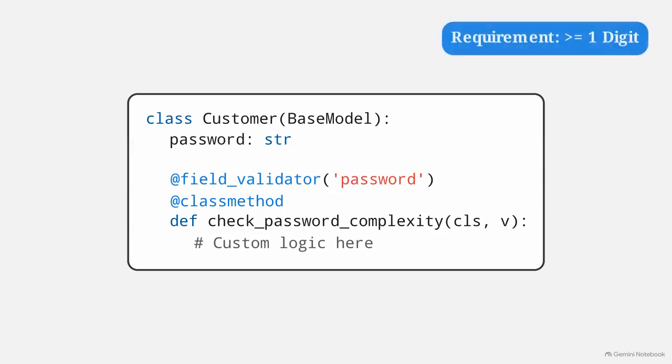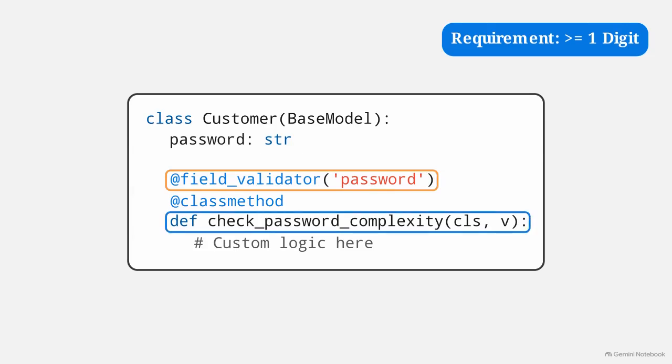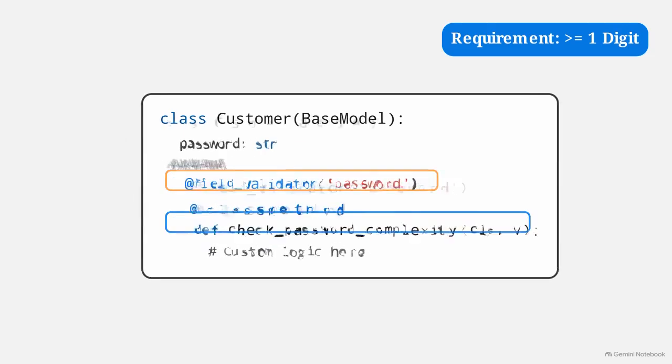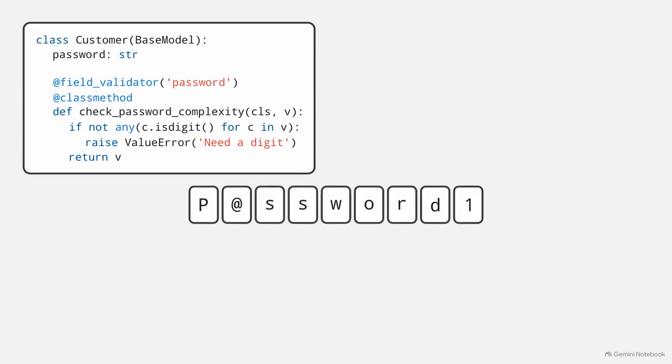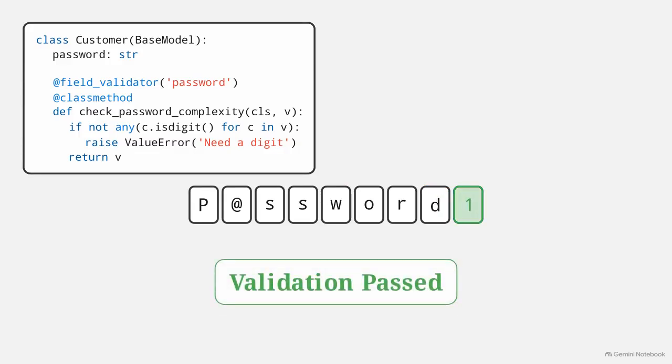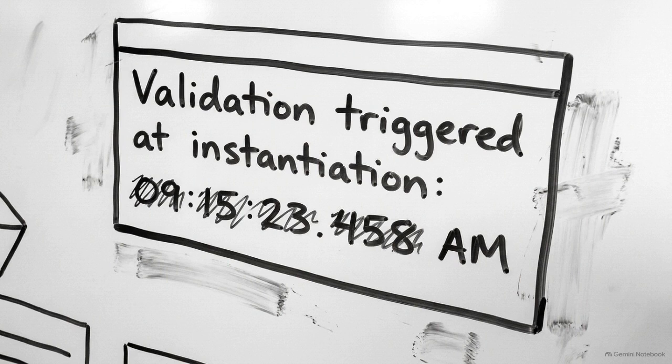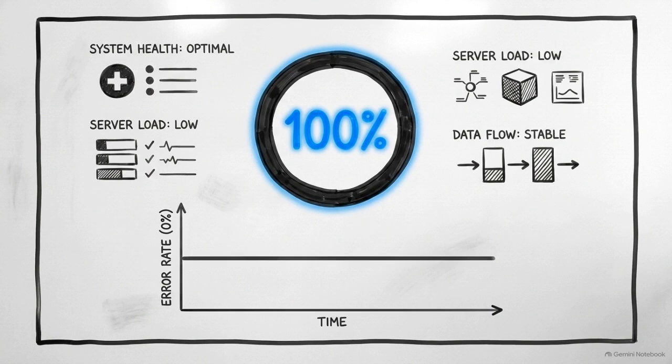To verify a password contains at least one numerical digit, we add a field_validator decorator right above a regular Python method. Inside this method, you have total freedom to write custom logic to evaluate the incoming value. As the data ingests, the payload slides into the method. Our custom logic scans the characters and passes the validation only when it verifies a digit is present. You are attaching arbitrary Python execution directly to the moment of class instantiation. This accommodates infinite customization, guaranteeing that your exact domain requirements are enforced at the outermost layer of your architecture.